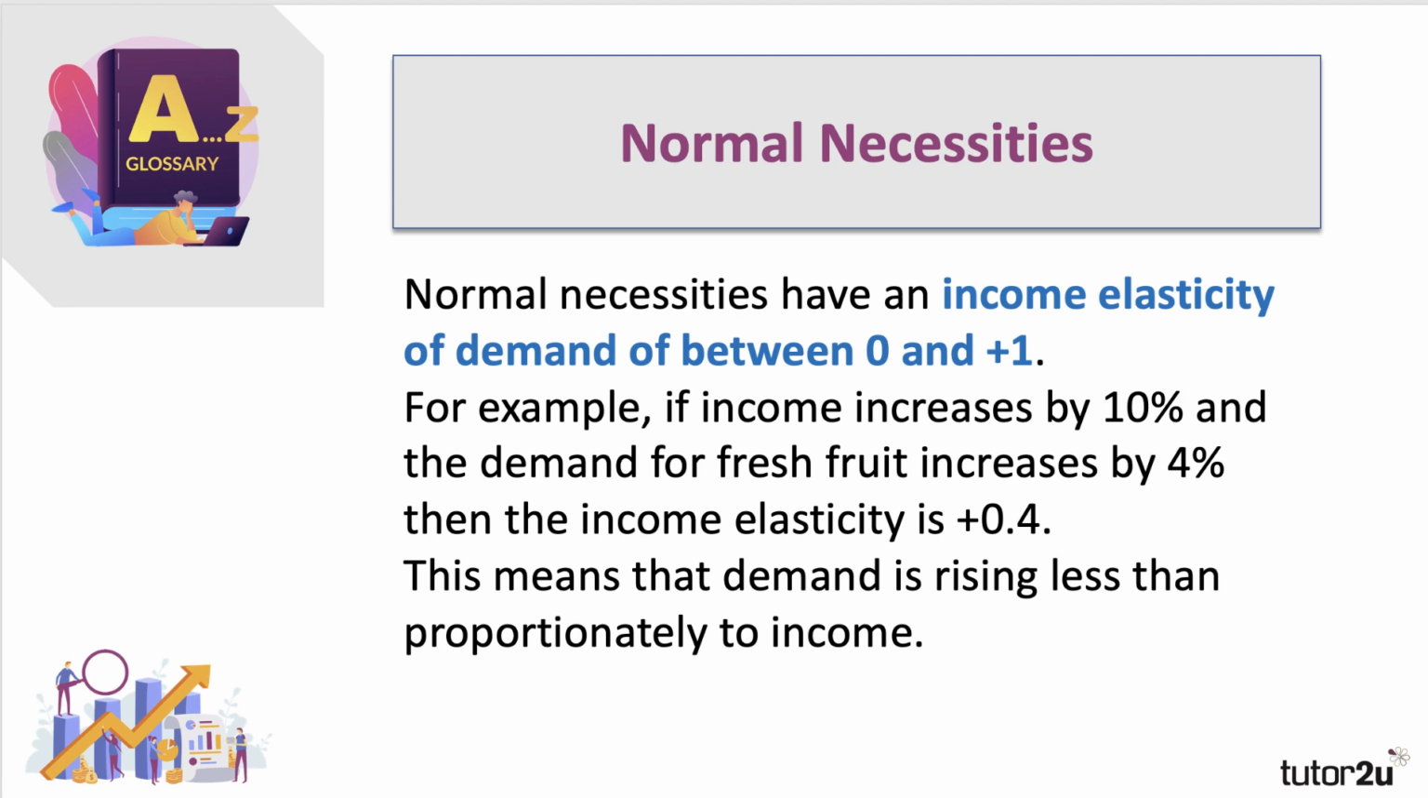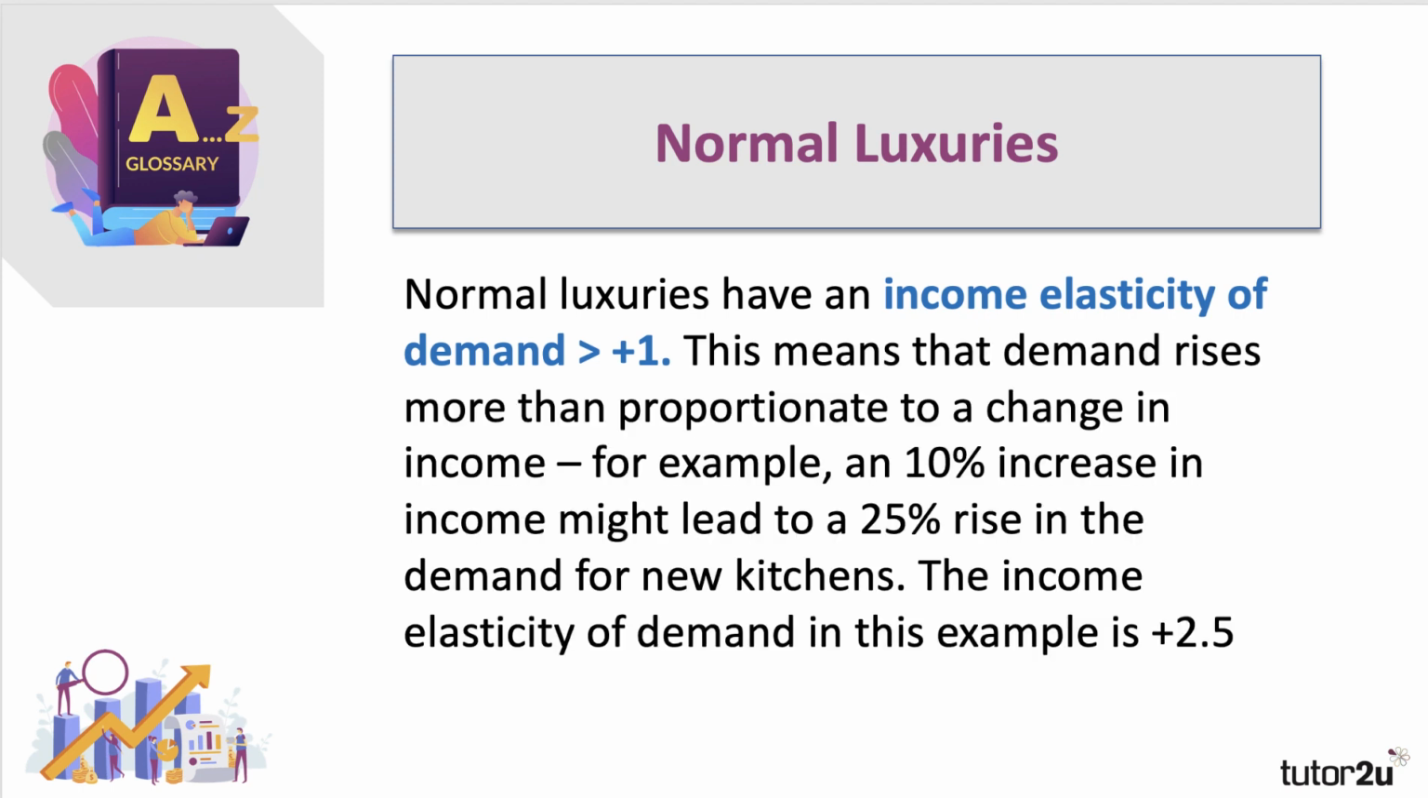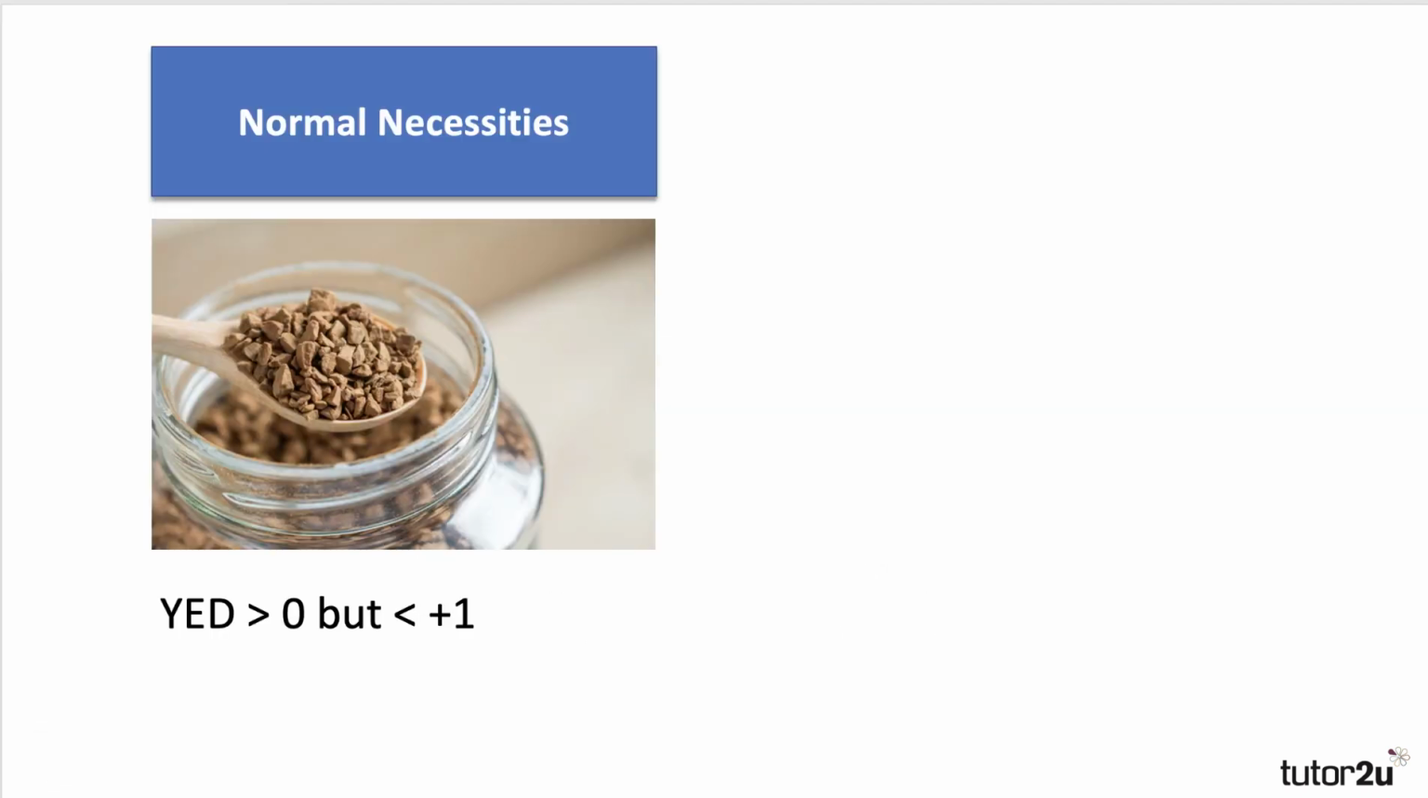And that's true for necessities, whereas normal luxuries are a different category of product, and they have an income elasticity of demand of greater than +1. So that means that demand rises more than proportionate to a change in my income. For example, I might have a 10% rise in my real purchasing power, and that might cause me to increase my spending by 25%. I might spend 25% more on new kitchens, for example. In this case, the income elasticity of demand is +2.5, 25% over 10%. Greater than 1, luxuries have a strong positive income elasticity of demand.